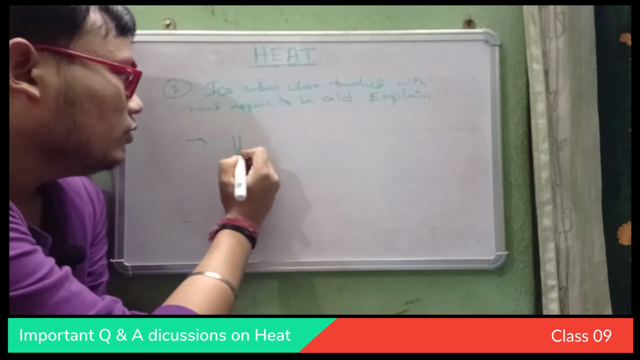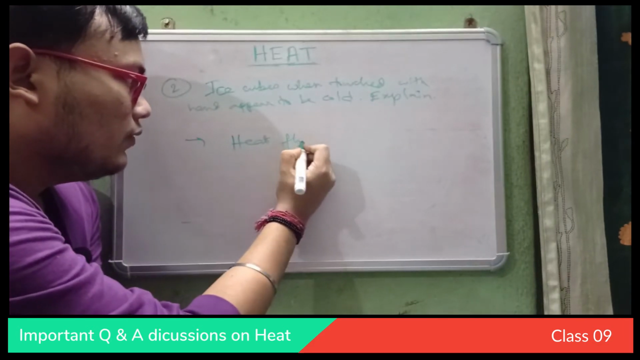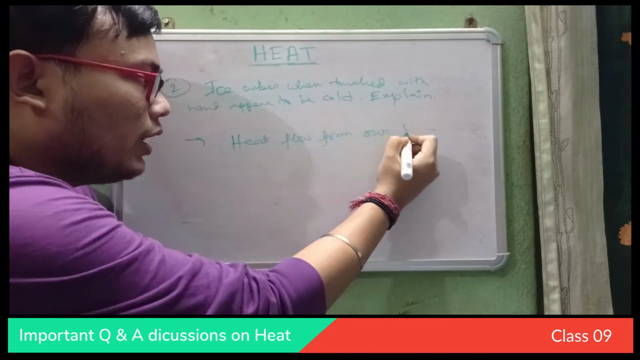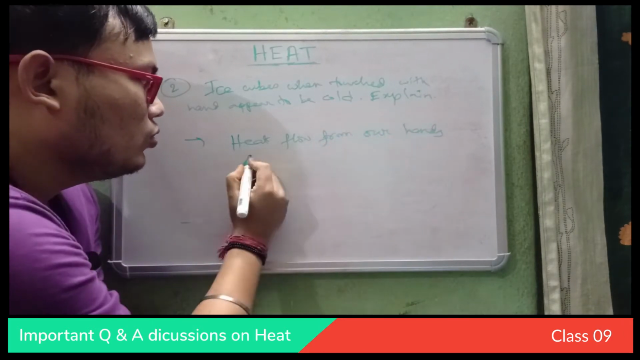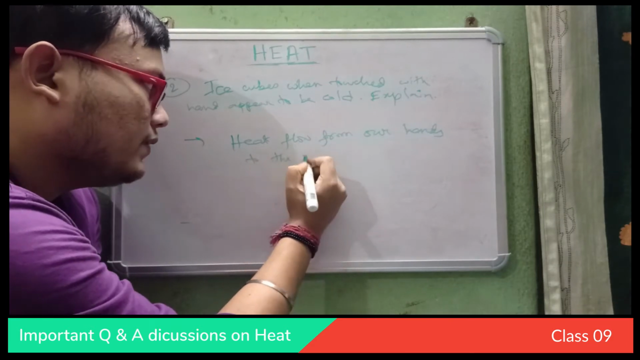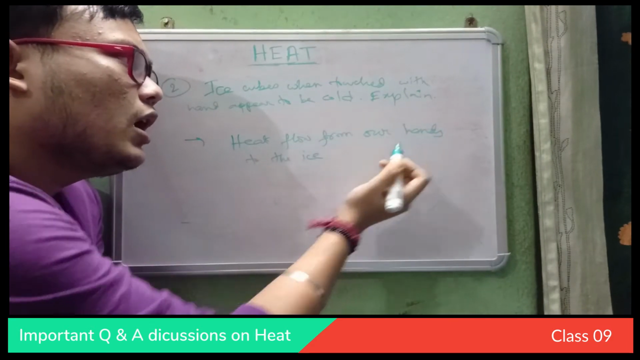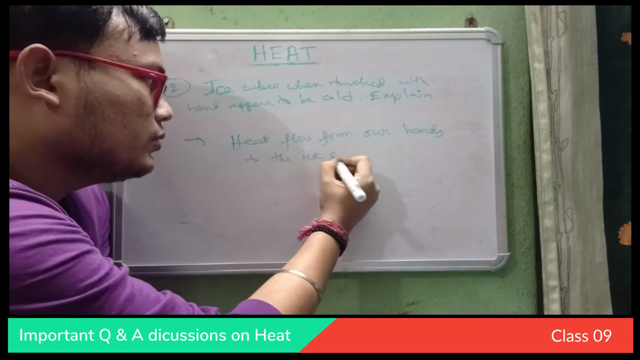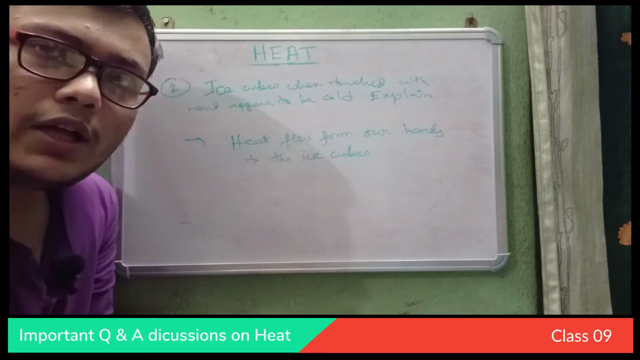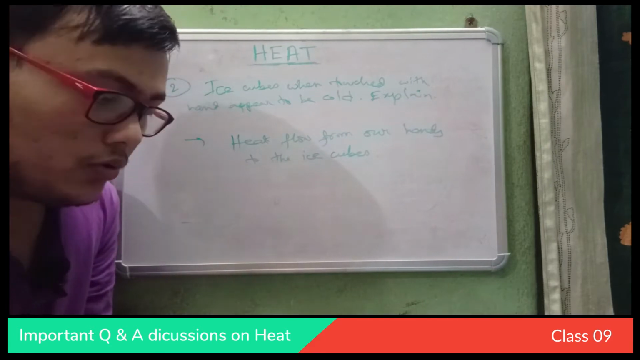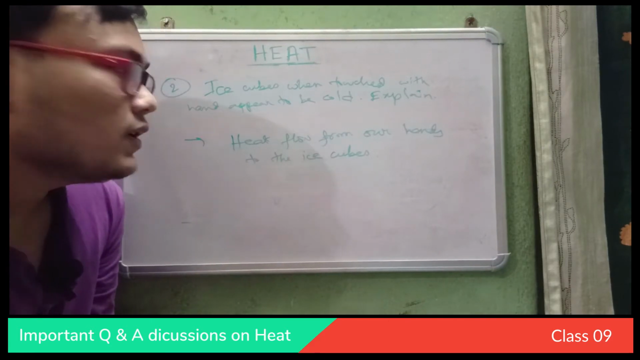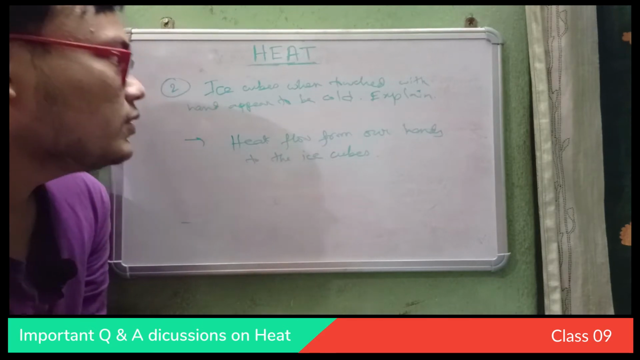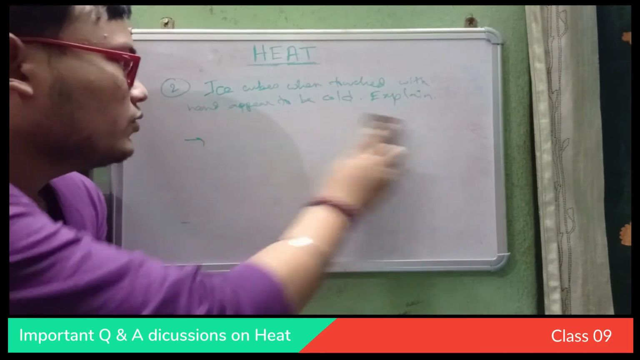So it flows from our hand to the ice cubes. This is because our hands are at a higher temperature and the ice cubes are at a lower temperature. As heat flows from our hands, so we feel cold. So this is the simple explanation to this question. It is very commonly asked in your exams. So moving on to the next question.